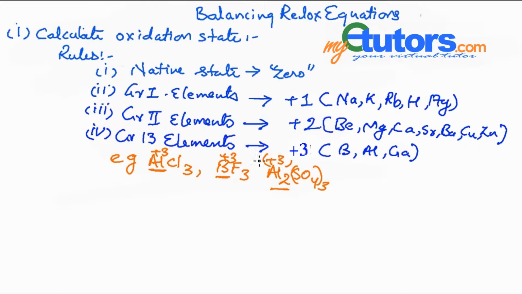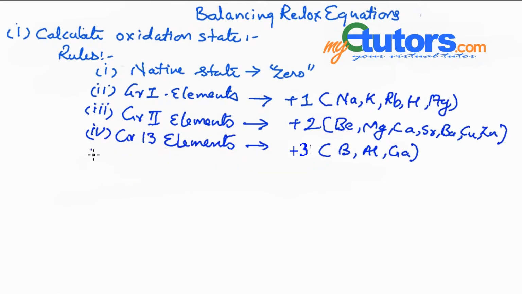Now moving on to another rule, that is for group 16 elements, specifically oxygen, it possesses -2 oxidation state, and this oxidation state is the most common oxidation state for oxygen. It also possesses -1 and -1/2 oxidation state. -1 and -1/2 oxidation states of oxygen are possessed in peroxides and superoxides.